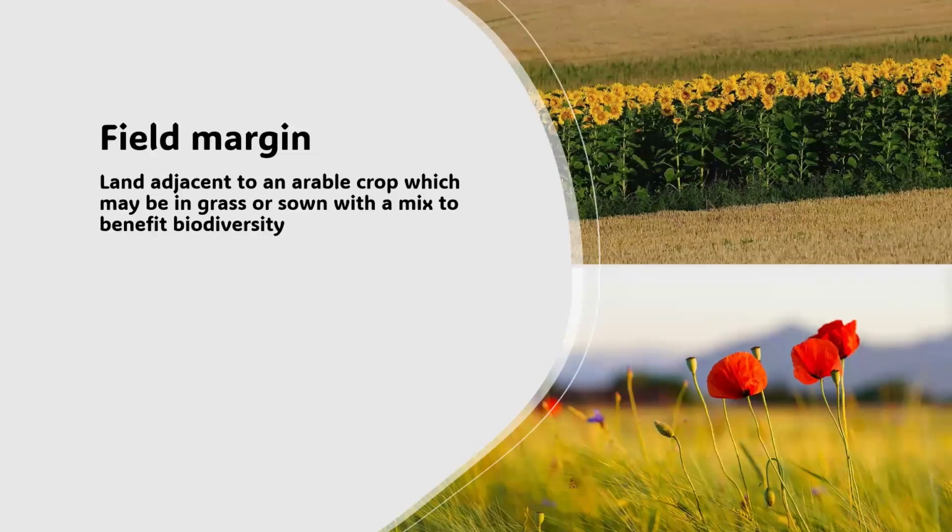And then field margins, as straightforward as it sounds, so land adjacent to arable crops. And we're looking for areas that have a particular benefit for biodiversity. So anything from grass margins to species-rich margins to beetle banks could feasibly be included in field margins.